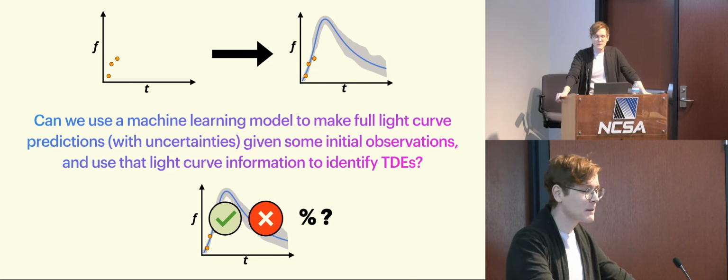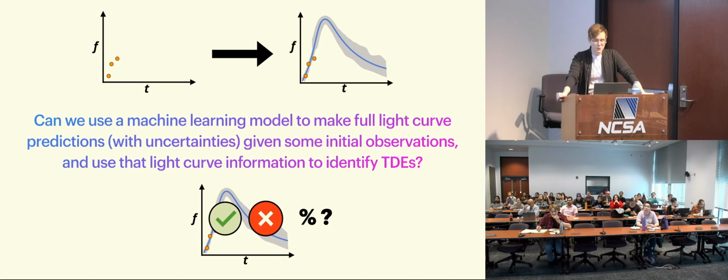So to my proposal, right? My proposal poses the question, is there some sort of machine learning model that we can use that, given a series of initial observations of a potential transient, could then produce a prediction of what the light curve might look like, and then from that light curve, identify whether or not, or give a confidence interval about whether or not that object might or might not be a TDE.